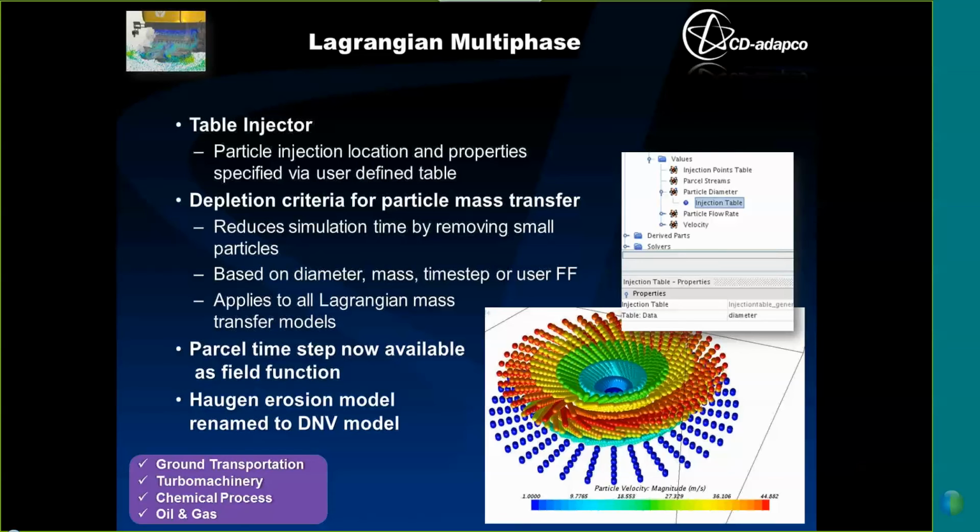You can also now show partial time step as a field function, so you can use that in your simulations as you see fit. And we've also renamed the Haugen erosion model to the DNV model, simply because that's more of what it's commonly known as in the industry. So it's still the exact same model. We've just named it to bring it more in line with the industry standards.